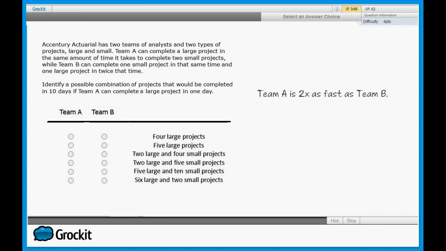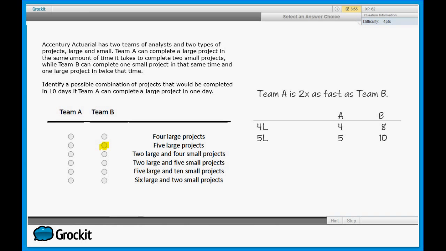Now that we've got that broken down, we're looking for which answer choice for Team A and which answer choice for Team B would take 10 days. So let's go through the answer choices and break them down for both Team A and Team B, starting with four large projects. Since Team A can do a large project in one day, and Team B can do a large project in 2 days, it would take 4 days for Team A and 8 days for Team B. Remember, we're looking for 10 as the goal. Five large projects would take Team A 5 days and Team B 10 days. Here it is. We've got our first answer. We know Team B is going to be 10 days at five large projects. So let's mark that right now.